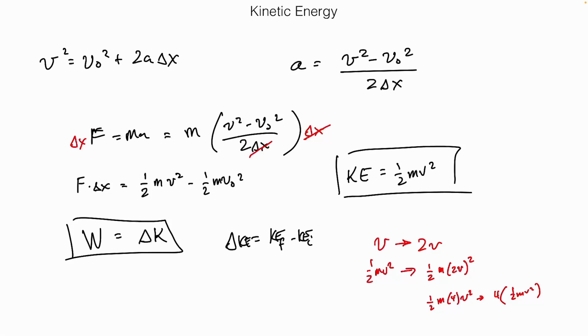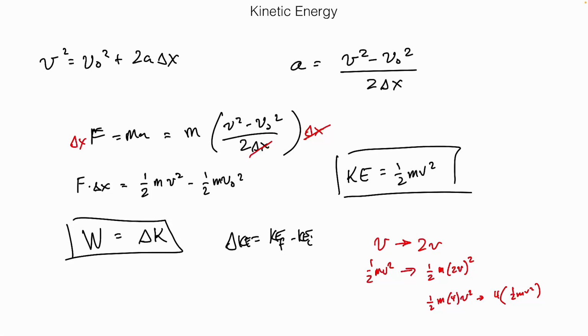So what does that mean for the work that you have to do to slow the car down? 4 times the amount of work. That means your brakes have to do 4 times the amount of work to bring your car to a stop. So that's kind of interesting. It's a change in kinetic energy. If we're going from 60 miles an hour to 0, the final kinetic energy is what?